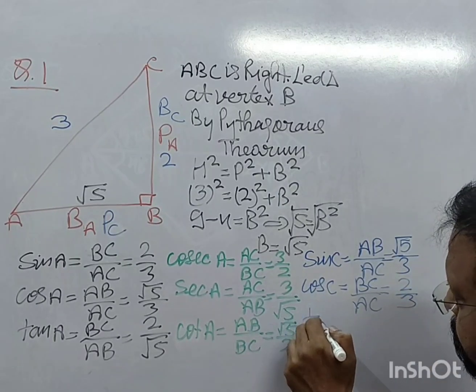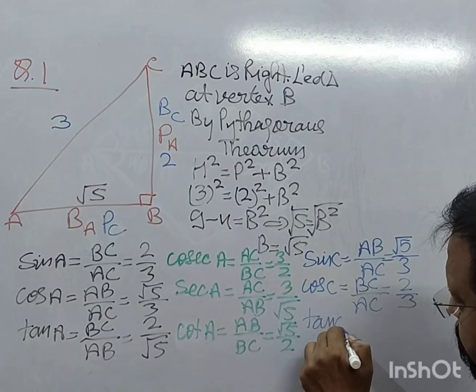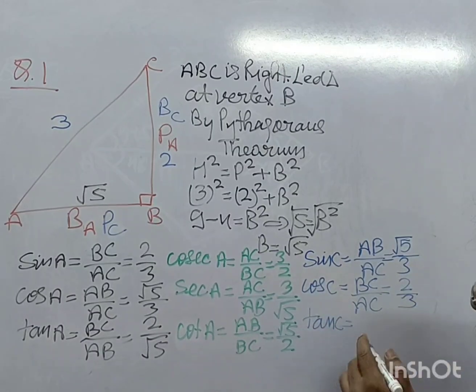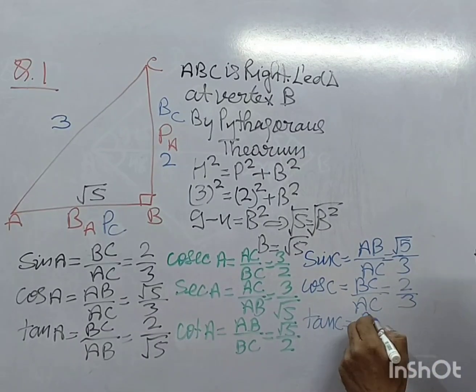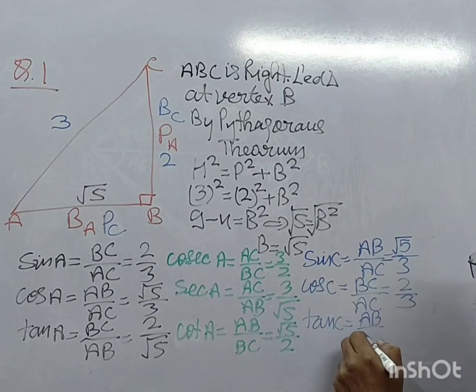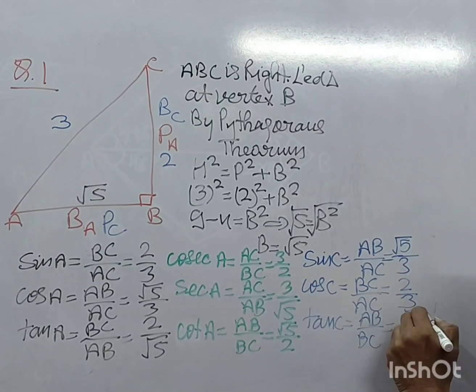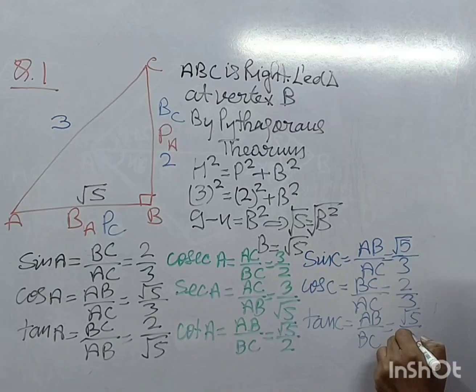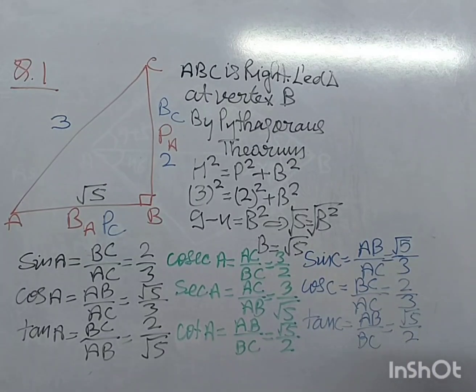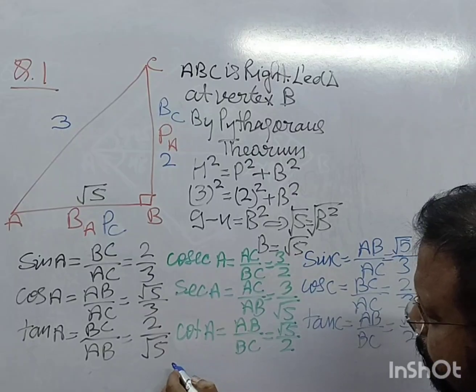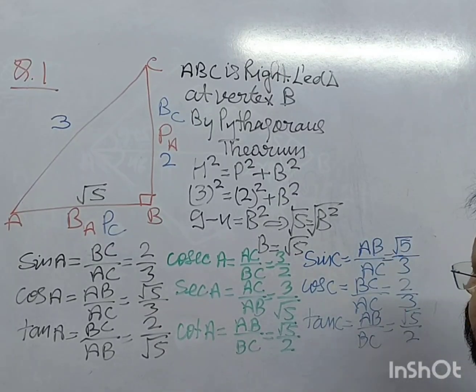And tan C is how much? This is AB upon BC. AB upon BC is equal to root 5 upon 2. You get it? Yes, sir. Now what? Sir, we should have written root 5 there, not root 3.